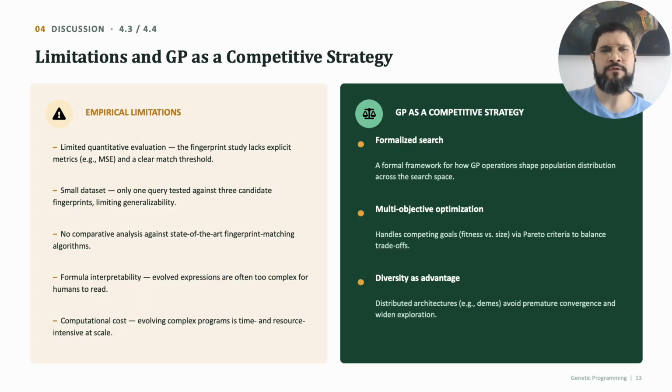To be fair, this fingerprint study has real limitations. A small test set of only three candidates, no quantitative error metrics reported, and no comparison against existing state-of-the-art matching algorithms. Evolved formulas can also be genuinely hard for humans to interpret. Still, GP remains a powerful general-purpose strategy. It formalizes the search process, handles competing objectives like accuracy versus program size through Pareto optimization, and benefits from diversity-preserving techniques that prevent premature convergence.